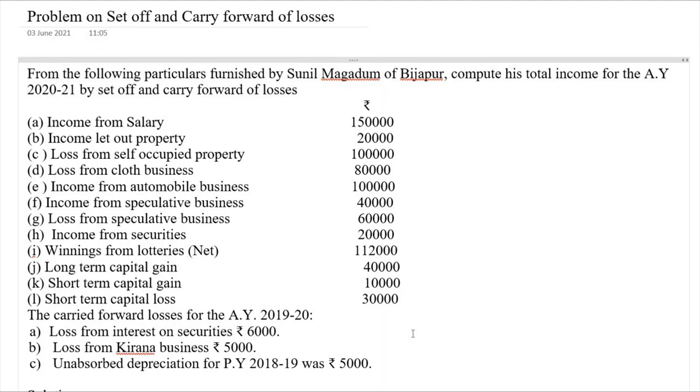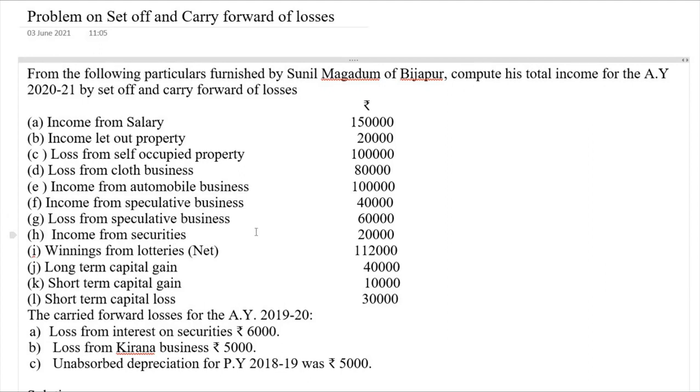Then here in case of the business, we have got still 20,000. So this loss from kirana business can be adjusted there. So 20 minus 6, so 14,000 will be there, and even this 20 minus 5, 15,000 will be there, loss from kirana business. Then this unabsorbed depreciation can also be adjusted there. So only 10,000 will be remaining in the income from business here.